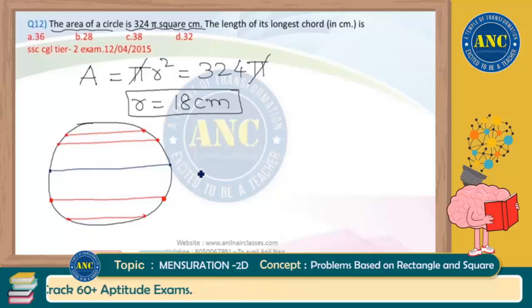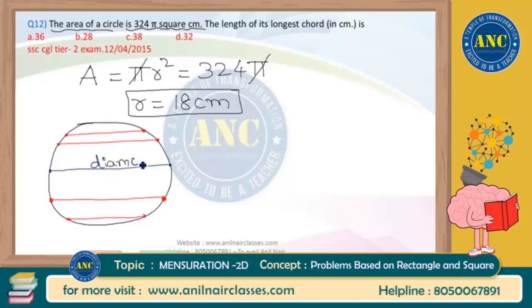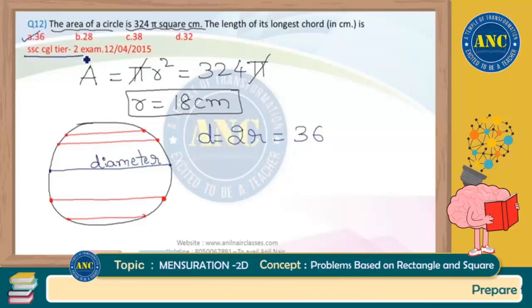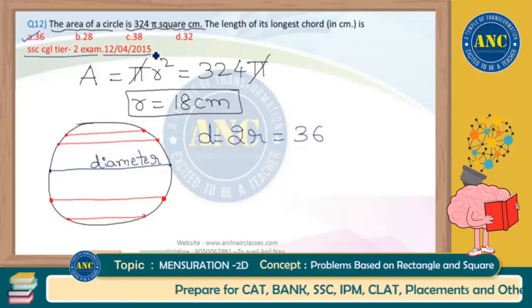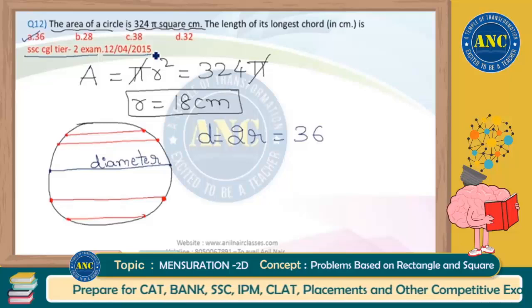That means they are asking you the value of the diameter in this case, right? Indirectly they are asking you to find the diameter. If radius is 18, diameter is nothing but double the radius. Answer should be 36, right, sir? Answer is option A. Original SSC CGL Tier 2 question in 2015. Is it difficult? I definitely think it's a very easy question, sir.